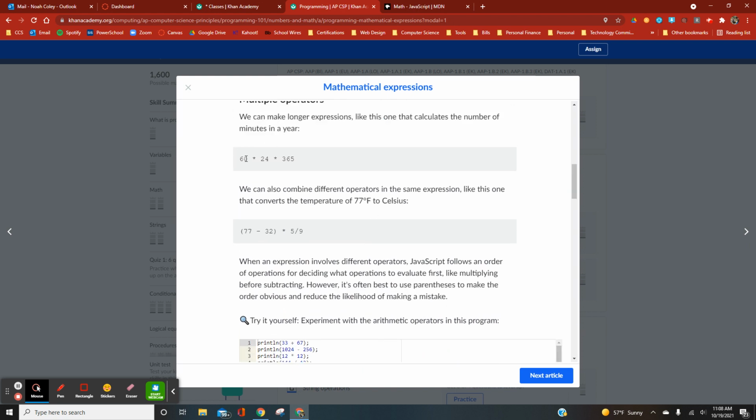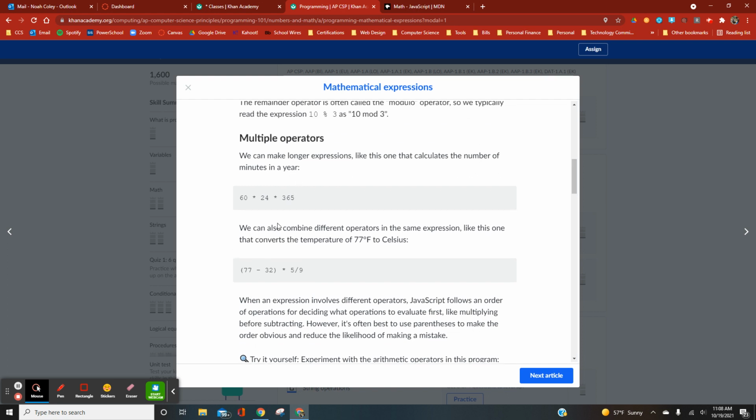60 minutes times 24 hours times 365 days. We can also combine different operators in the same expression, like this one that converts the temperature of 77 Fahrenheit to Celsius.